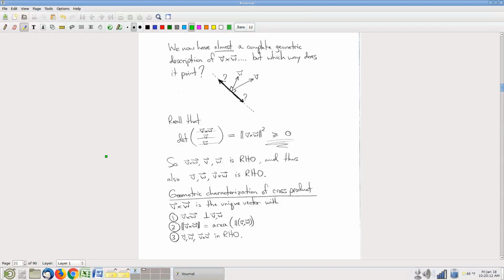Okay, so here's where we were last time. We were talking about the cross product. We didn't quite finish the section on cross product. I just kind of want to wrap that up real quick, and then we'll move on to the next section.